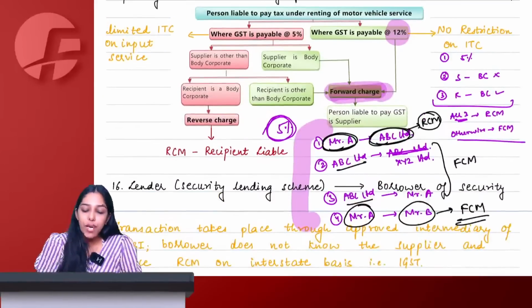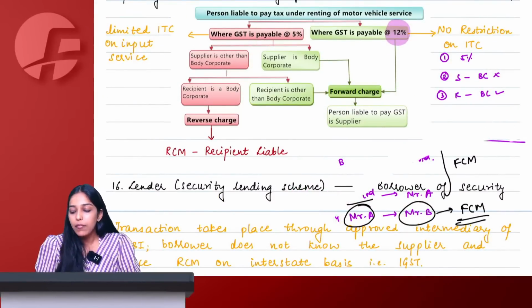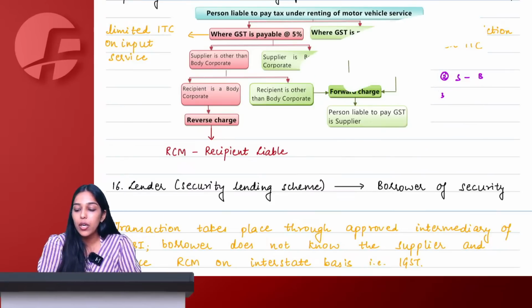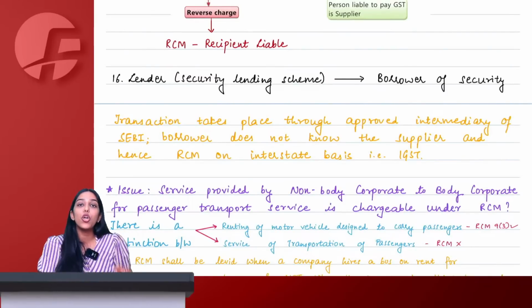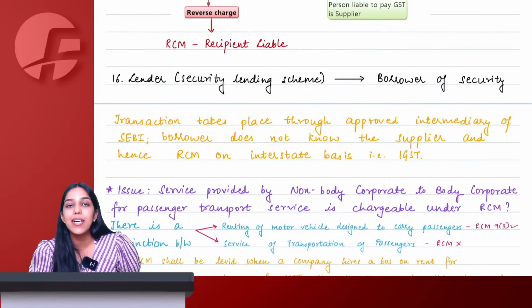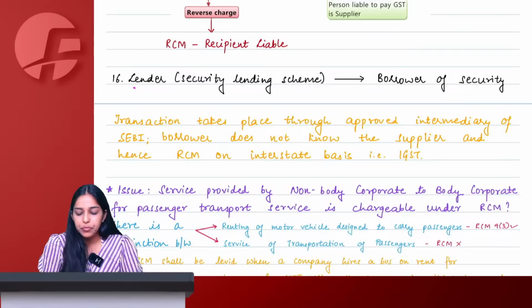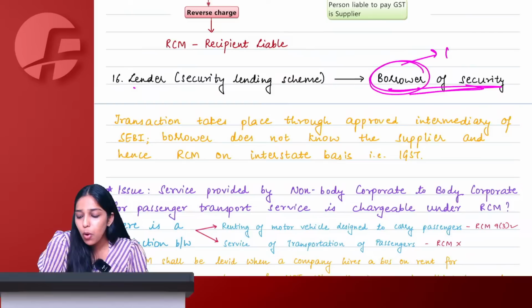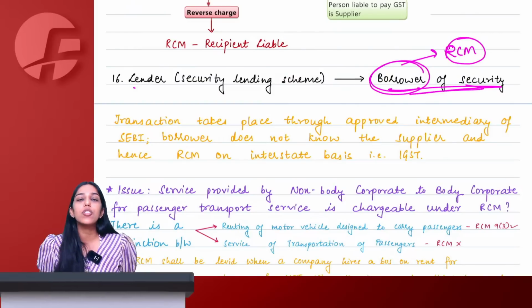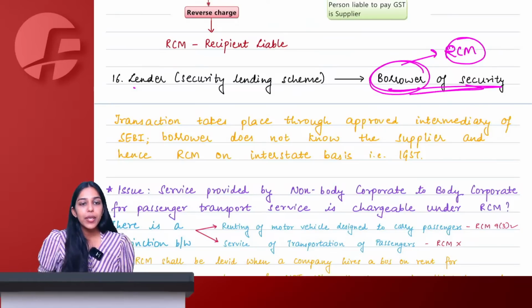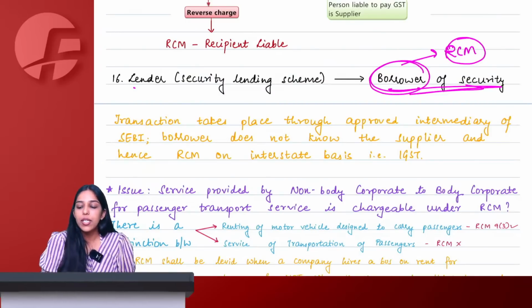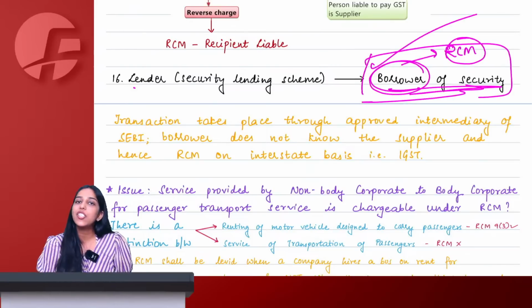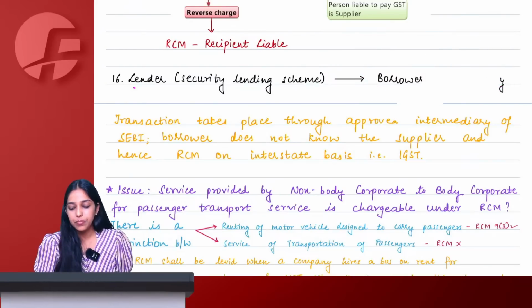Then the last entry of RCM is security lending scheme. We saw in the chapter of supply also that in case of security lending scheme, the lending fees are always taxable under GST, and in this case, whoever is the borrower will pay GST under RCM only. Normally, everything is arranged through an intermediary, so the borrower never even knows from whom he has borrowed the securities, because everything is arranged by the approved intermediary only. So the recipient will simply pay IGST under RCM in all the cases.